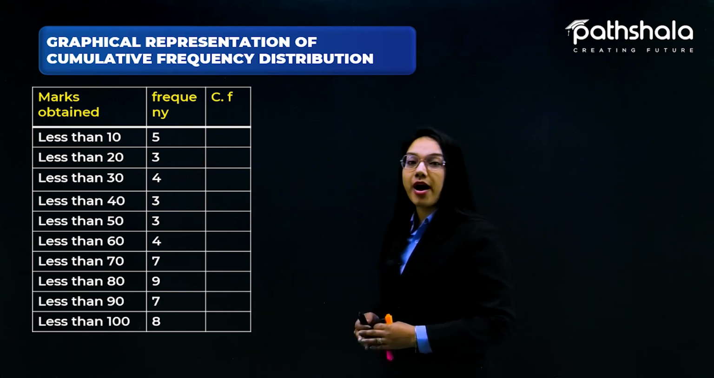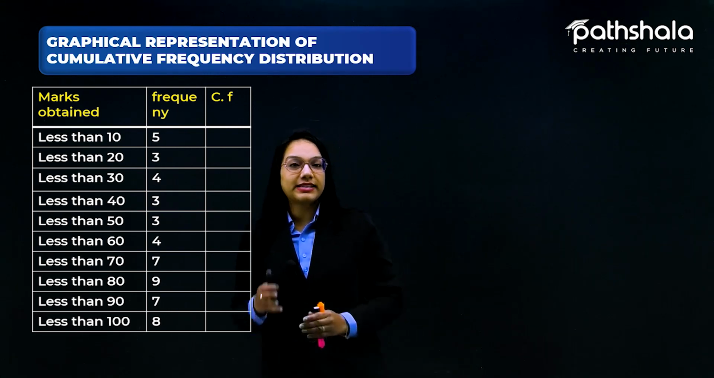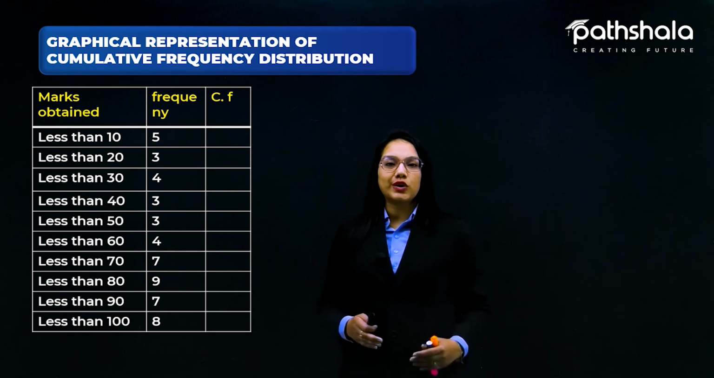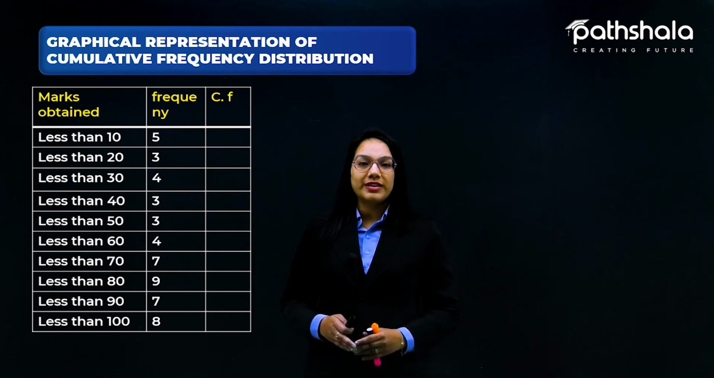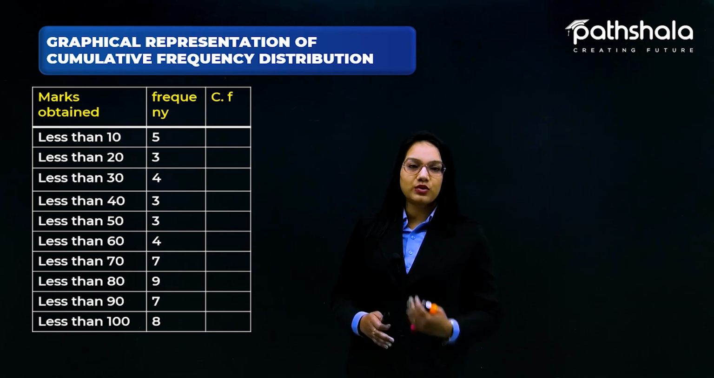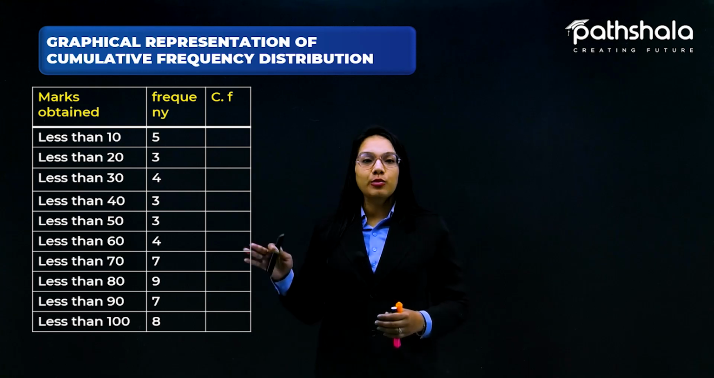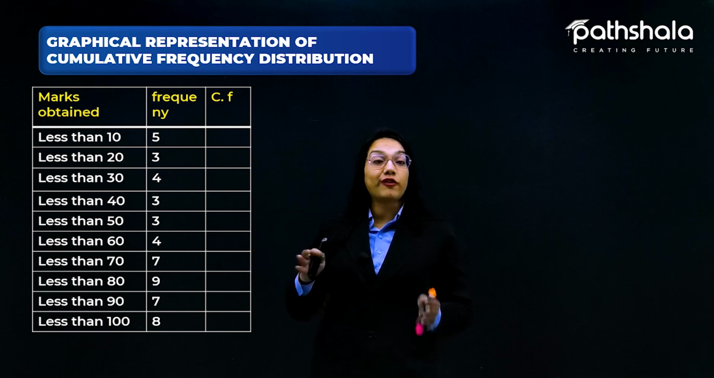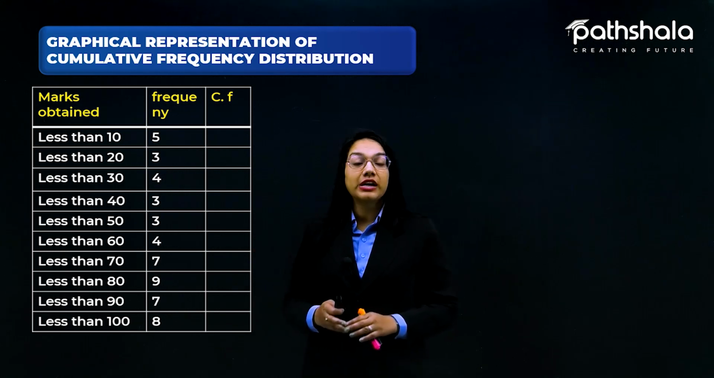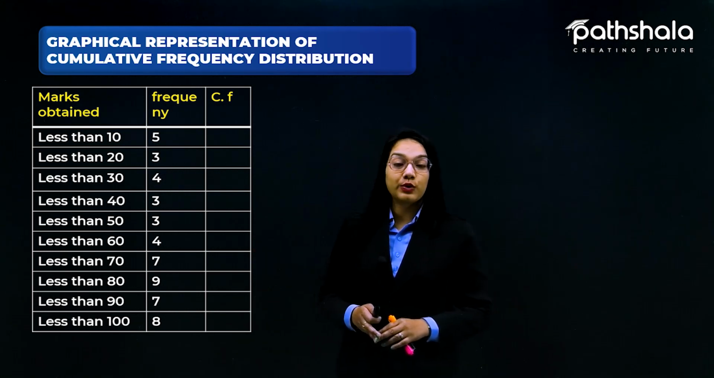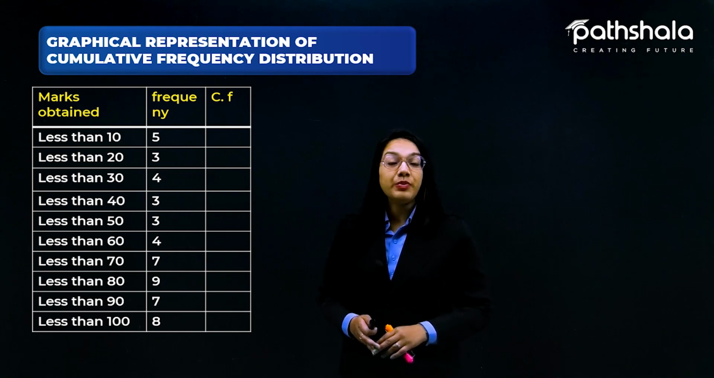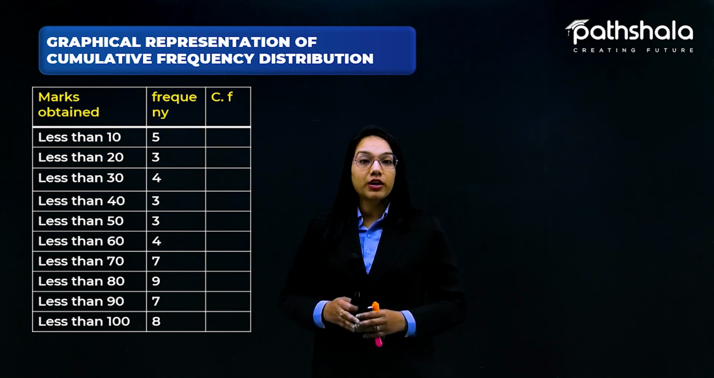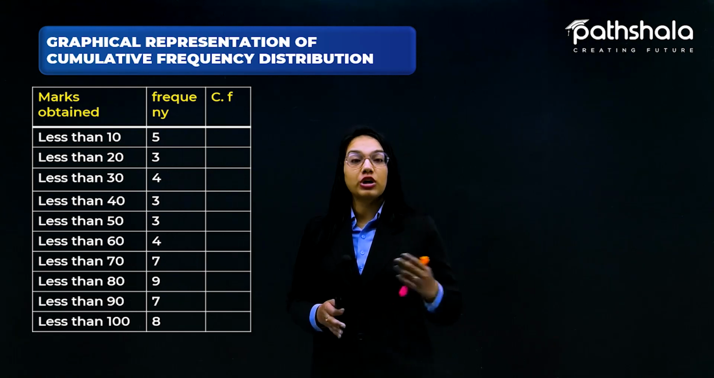As you can see, we have the marks obtained as less than 10, less than 20, less than 30, and so on, with their frequencies as 5, 3, 4, 3, and so on. This cumulative frequency distribution is actually called a frequency distribution of less than type, because you can see over here the marks obtained are in the form of a less than. So now we will plot the cumulative frequency distribution in a graphical manner.